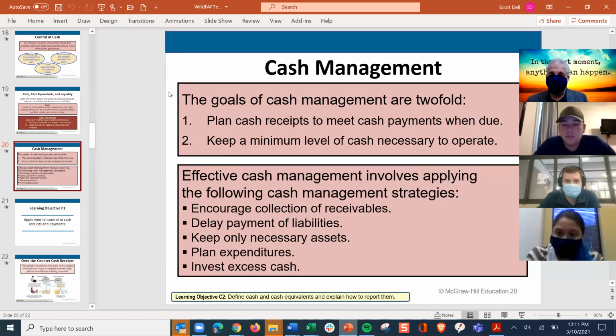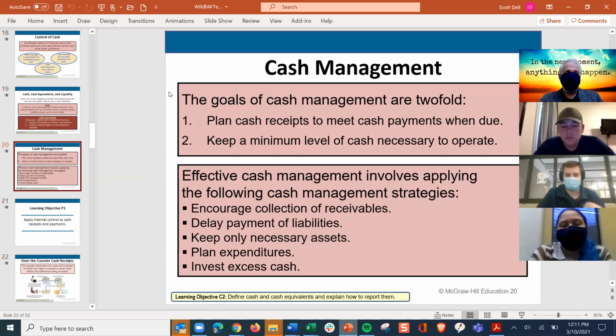The goal of cash management is to meet cash payments when due. That is why you have the cash, and you don't want to keep too much cash on hand. You don't make very much money on having cash on hand. As a matter of fact, you become an acquisition target. People want to buy your company because you've got cash and they want cash. They're going to buy your company, get your cash.